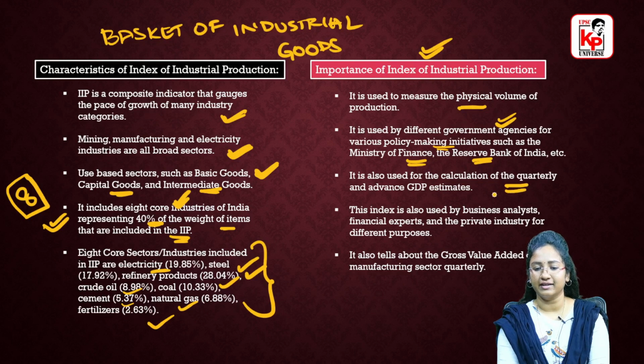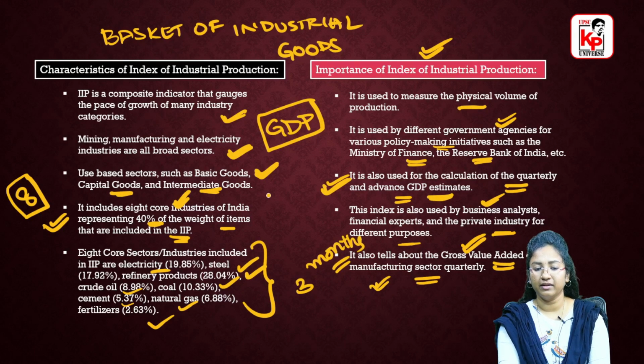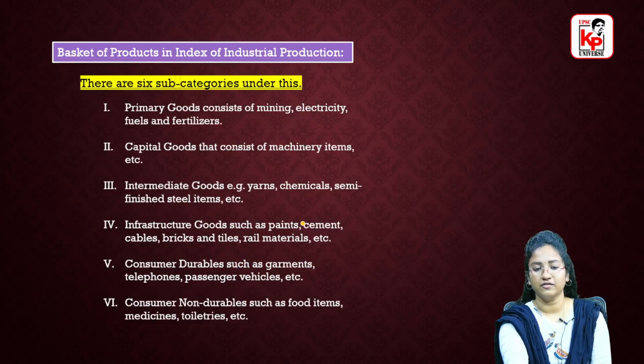It is also used for the calculation of quarterly and advance GDP estimates. Even for our gross domestic product estimates, this data would be used, and it is used by business analysts, financial experts and private industry for different purposes. It also tells us about the gross value added of the manufacturing sector quarterly, that is, for every 3 months. What will be the gross value added for the manufacturing sector? This would also be given by this IIP data. So this is the importance of IIP.